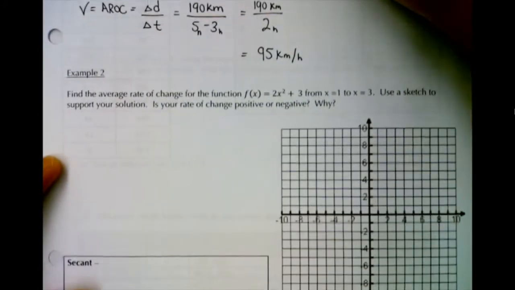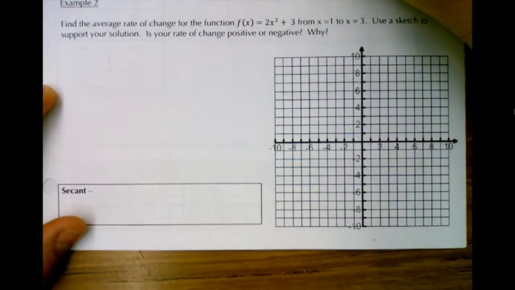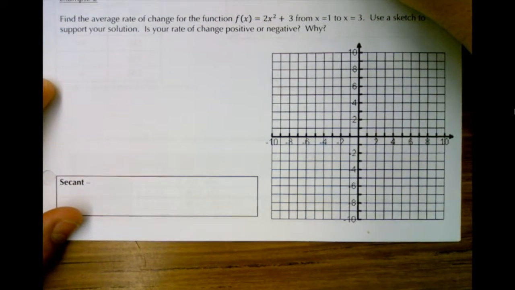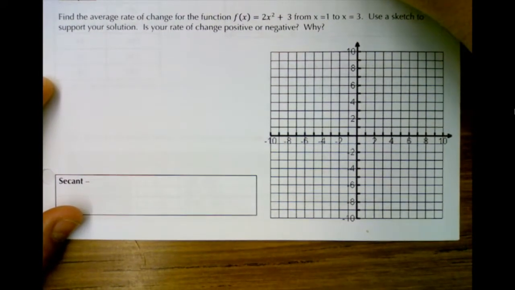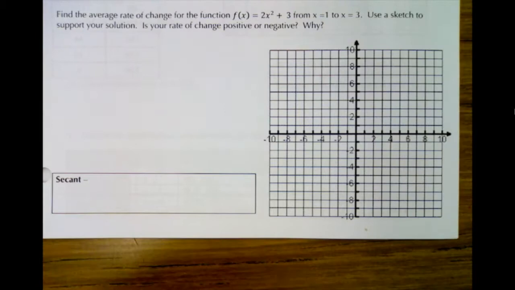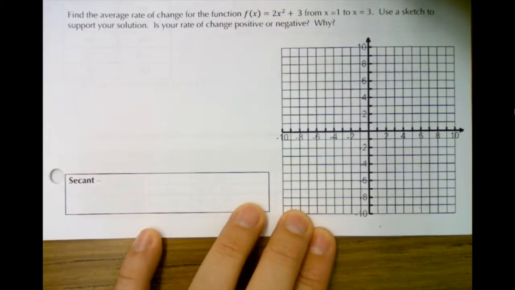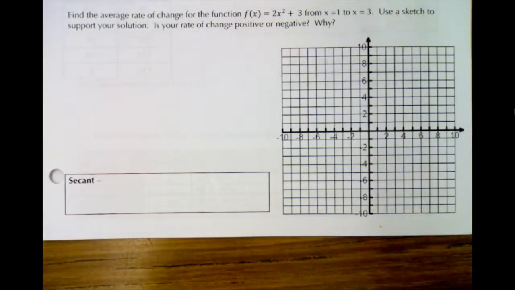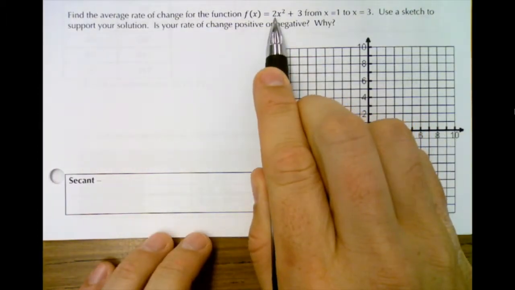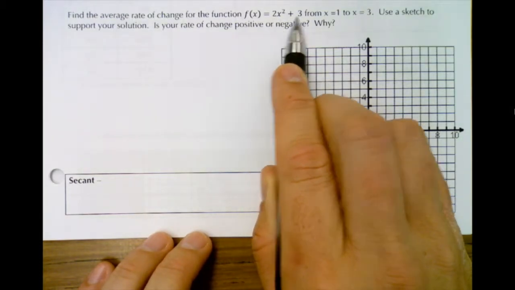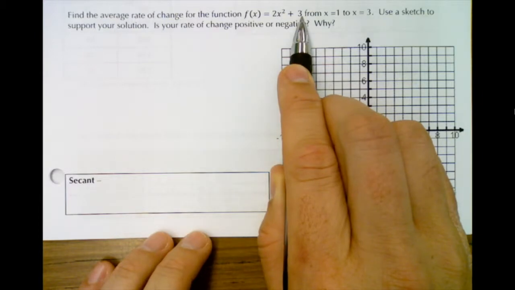Example 2 will illustrate this idea on a graph. And to do that, we'll look at a familiar type of graph, a parabola. So first we actually have to graph our parabola, and we can do that by looking at the transformations on the parent function f of x equals x squared. We have two transformations. We have a value of 2, which is a vertical stretch by a factor of 2, and we have a shift up 3.